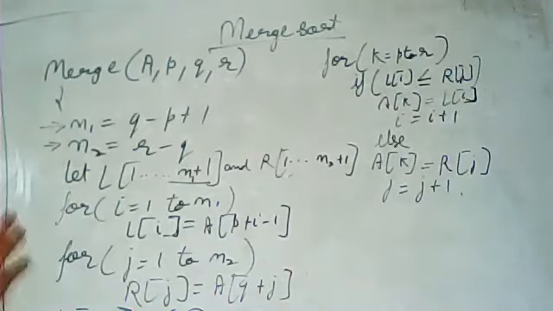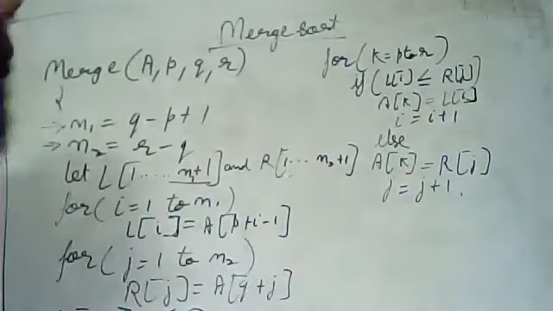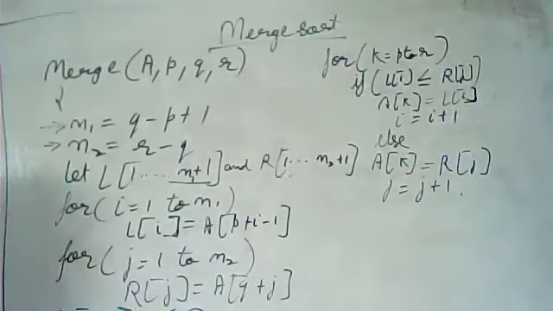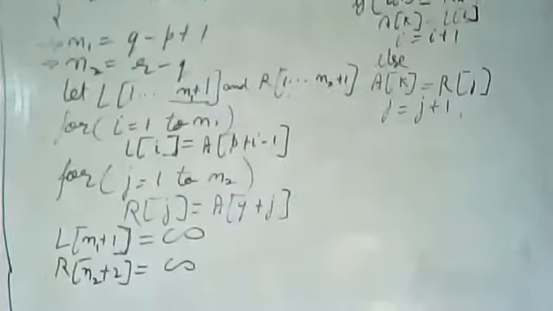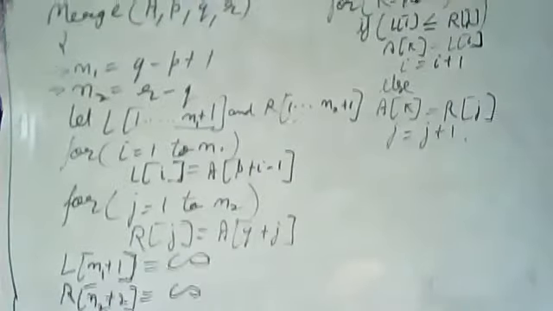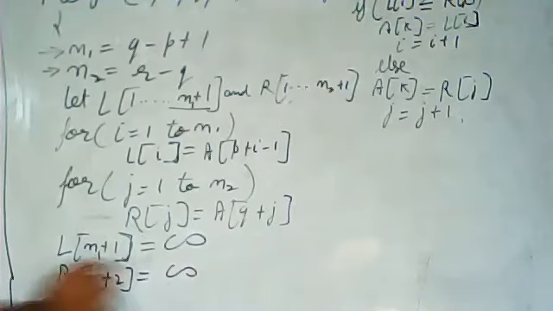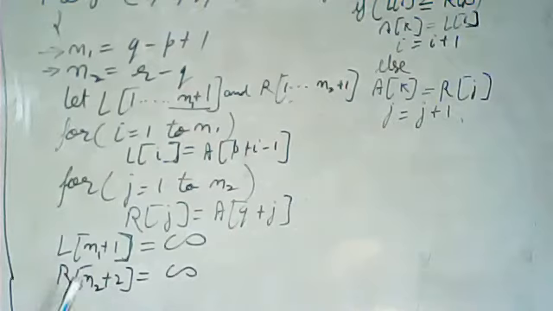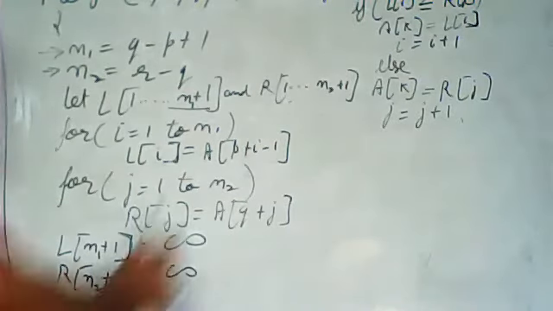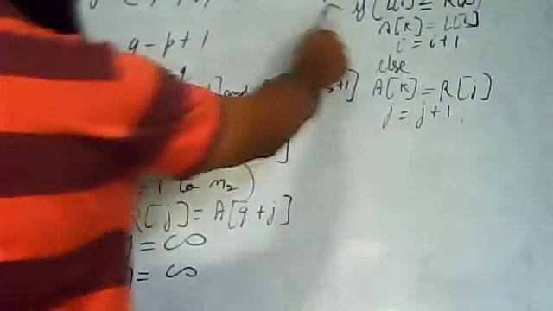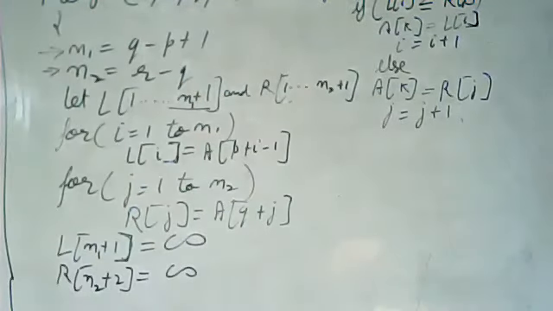Now I have only written the algorithm. Let me explain to you how it works. I hope the screen is clear. Now we have put infinity as the last element of the left sub array and the right sub array. Okay, we have done this. So this is our algorithm. Now we will see the example.